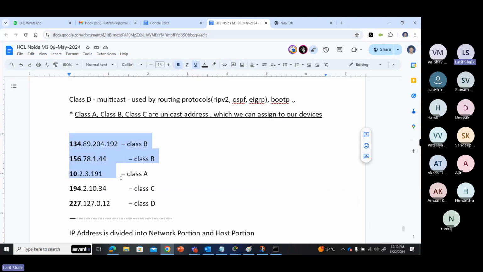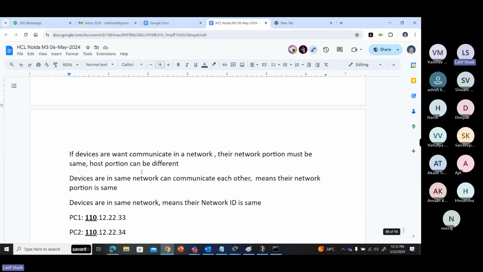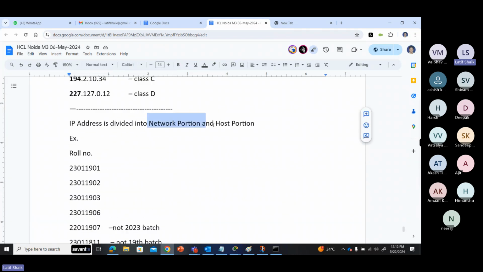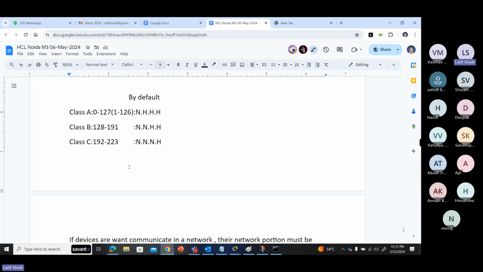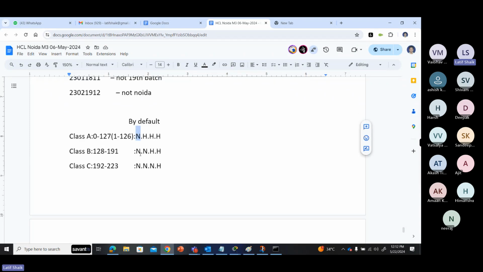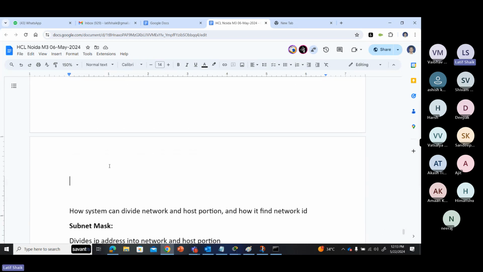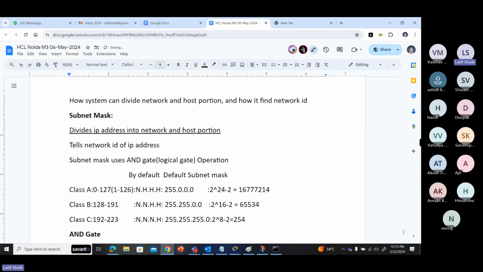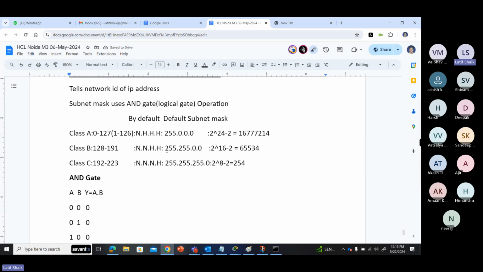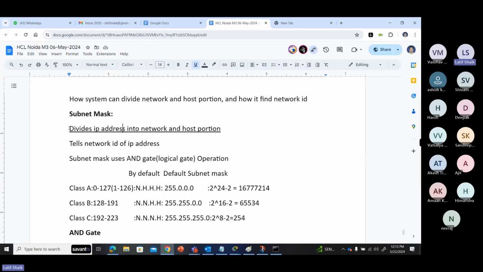And how do we identify which class an IP address belongs to? We discussed the network portion and host portion. In Class A, the first portion is the network portion; in Class B, the first 2 portions are network portions; and in Class C, the first 3 portions are network portions. Based on that, how does the system understand what is the network portion and what is the host portion? It understands based on the subnet mask. What is a subnet mask? The system uses the subnet mask to divide the IP address into network and host portions.